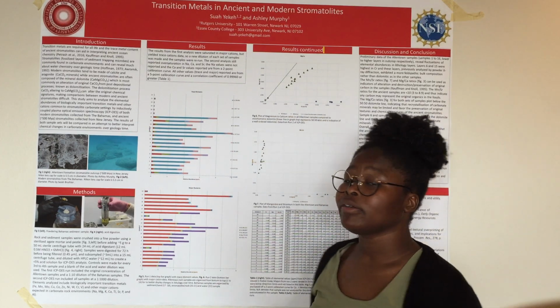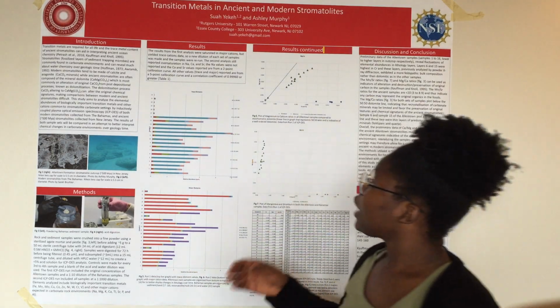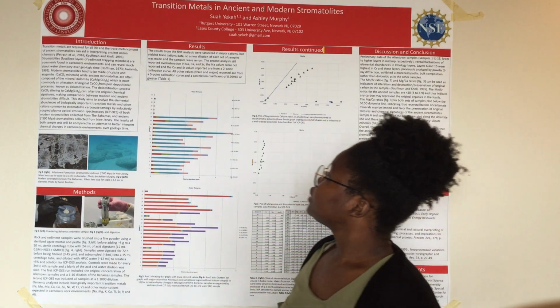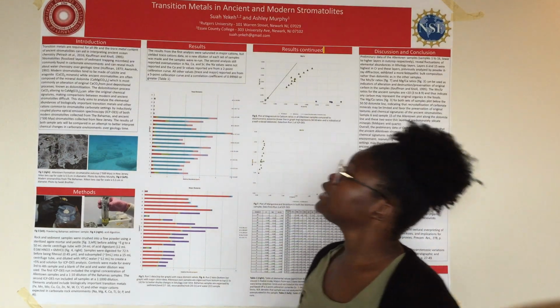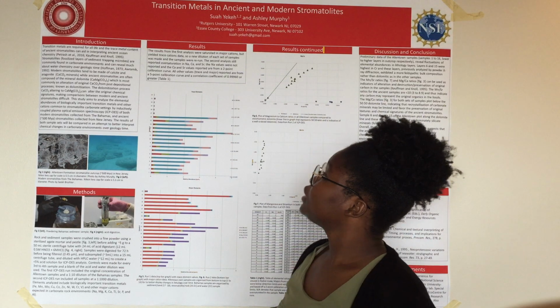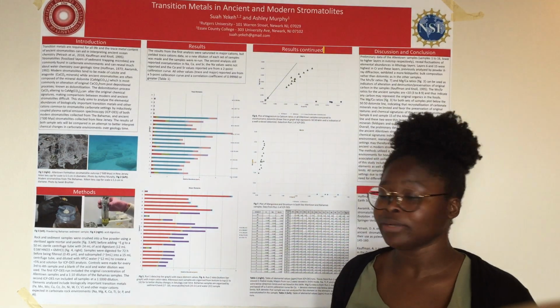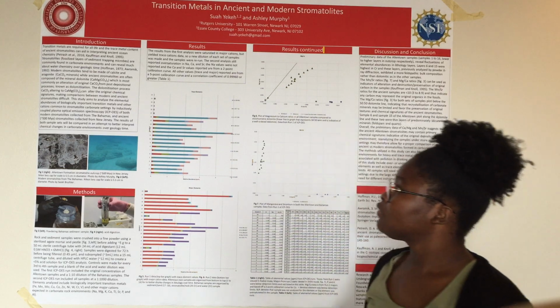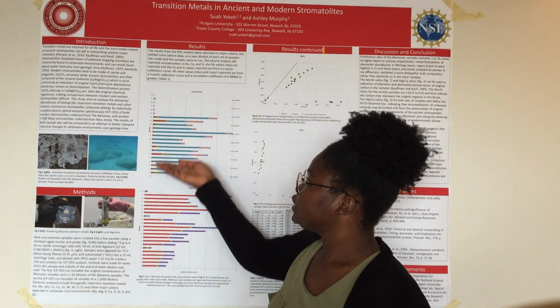For our second run, our trace and majors both came up, but for our sodium and calcium, it showed that it was still oversaturated, so it couldn't give us a proper reading for that. So we were only able to get a 2-point curve instead of the 5-point curve that we were able to get for the rest.